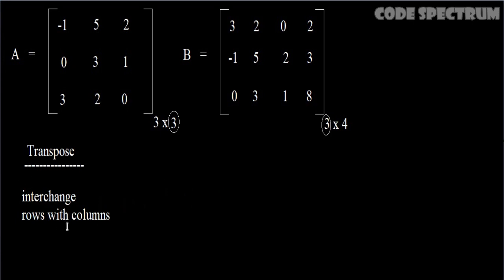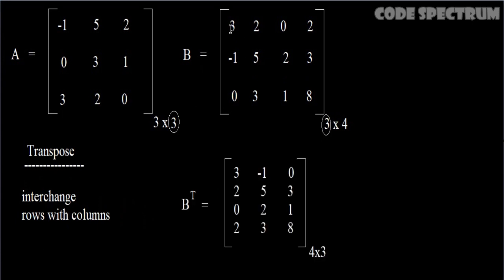We need to interchange rows with columns here. Let's take the B matrix. Now we interchange the rows with the columns here. If you note here, the first row has become the first column, the second row became the second column, and the third row became the third column.